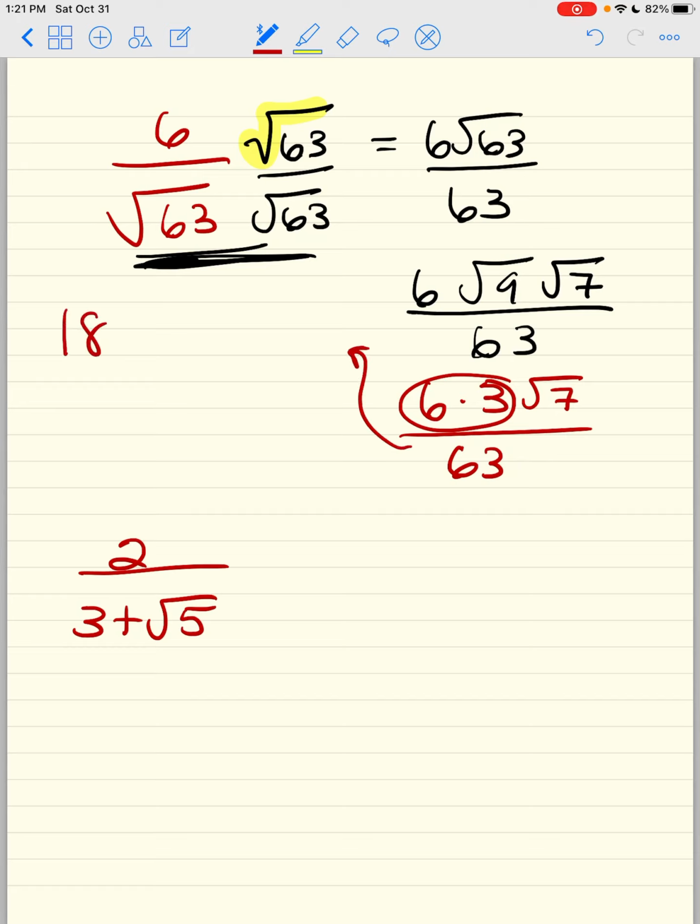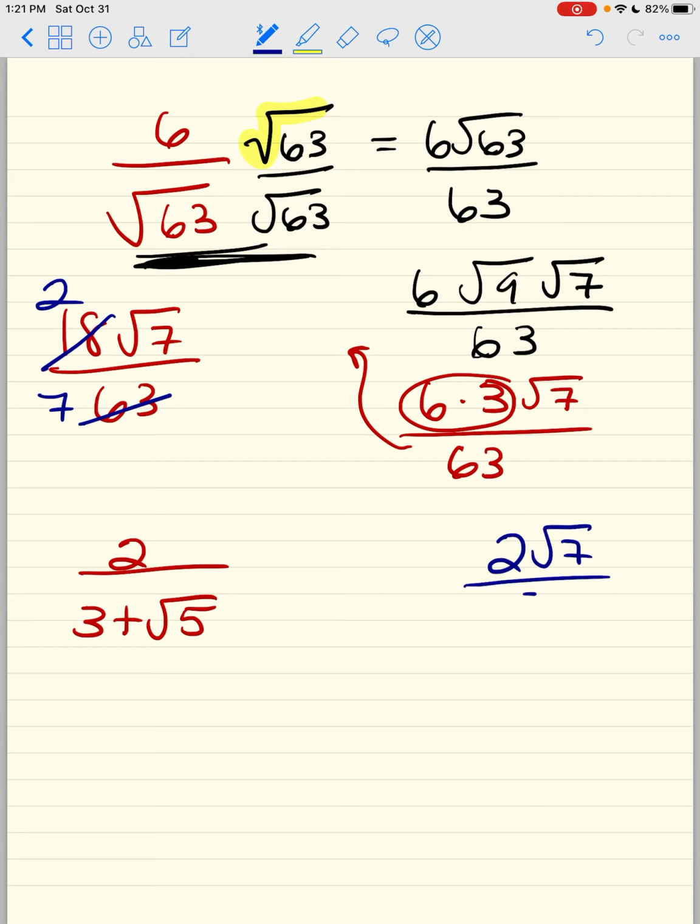But I'm just going to say this is 18 square root of 7 over 63. They both have 9 in common. 9 goes into 18 twice. 9 goes into 63 7 times. Your final answer is 2 square root of 7 over 7. Once again, you are not allowed to put 7 into 7 to make 1. You cannot divide numbers in square roots.